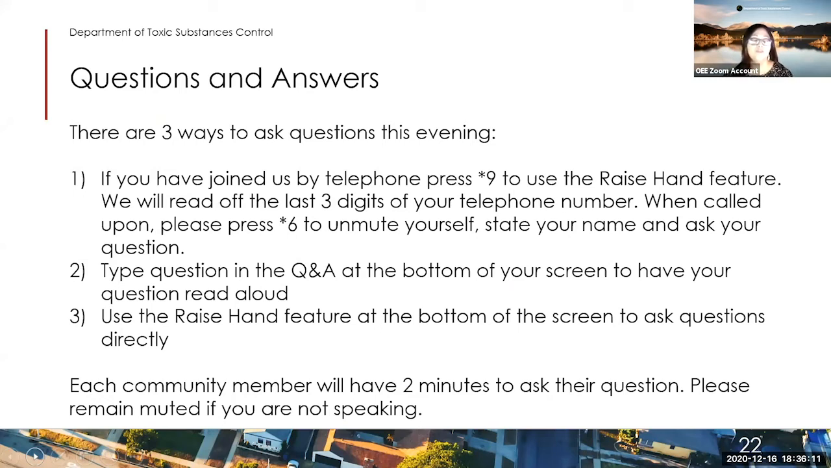So in order for us to do the Q&A, we're going to offer 3 different ways for people to ask a question. You can use the raise your hand feature at the bottom of your screen, and when we unmute you, you can ask your question. If you're joining us by phone, which I don't see anyone joining by phone, but if you are and I just can't tell, you'll need to press *9 in order to raise your hand, and then when we call on you, you'll press *6 to unmute your phone. Alternately, you can use the Q&A box to type in your question, and then I will read it out loud. Each community member will have 2 minutes to ask their question. And we ask that you remain muted when you're not speaking.